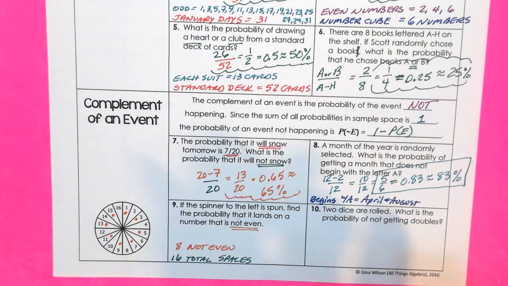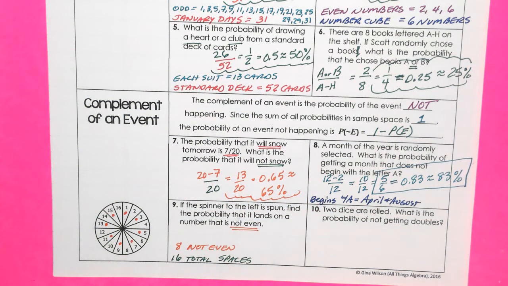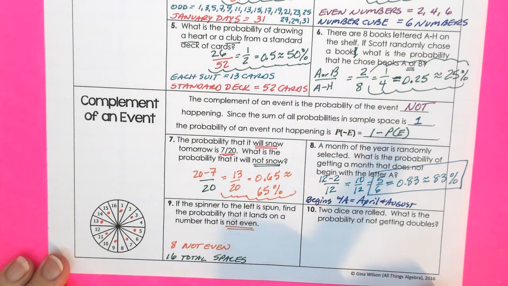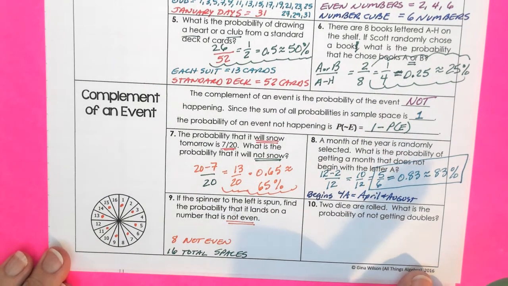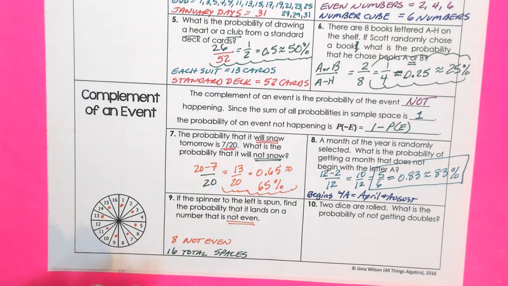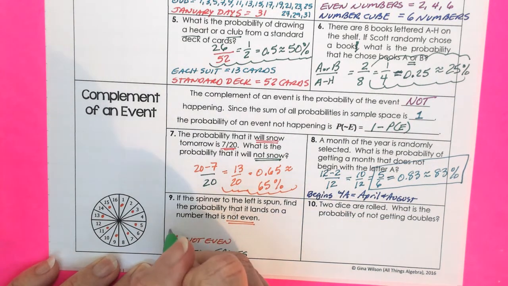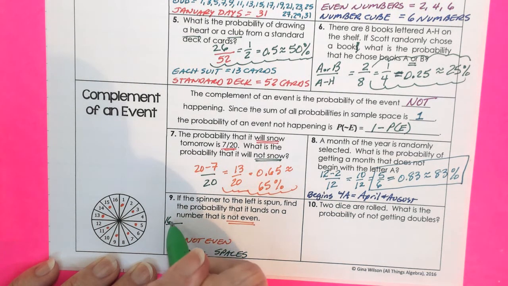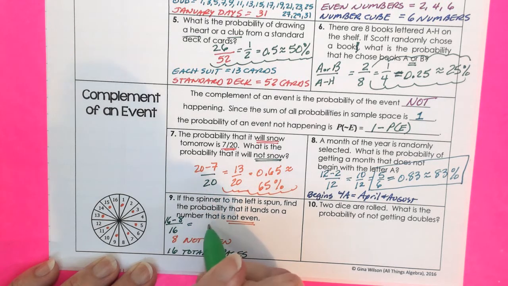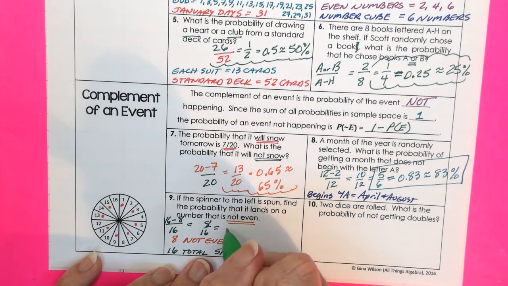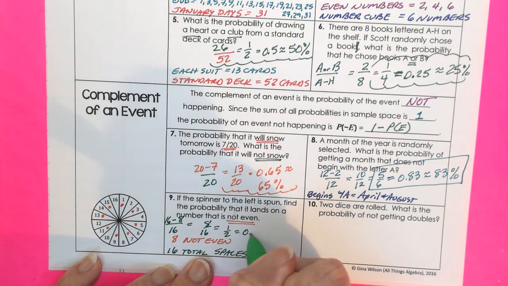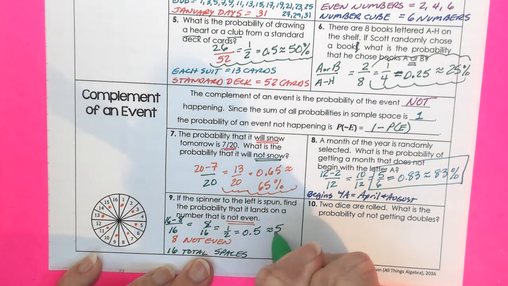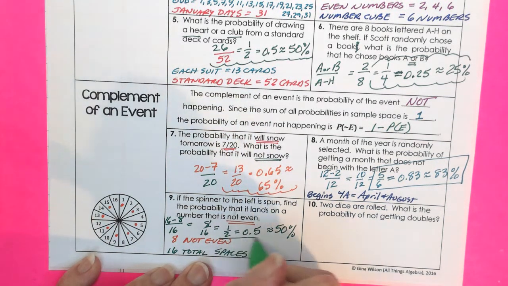Right there. Move to example number 9. If the spinner to the left, here's this picture, is spun, find the probability that it lands on a number that is not even. Okay, so we have 16 total chances, and 16 minus 8 that could happen will give us 8 over 16 that it would not be even. So that reduces to 1/2, which reduces to 0.5, which is a 50% chance.